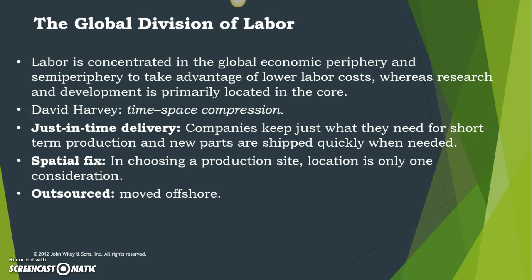And what this translates to when we're talking about the global division of labor is this idea of just-in-time delivery. Okay? What it means is that instead of a company needing to keep 600 widgets on hand for the next 600 versions of what it's making, if it knows that over the next week it's only going to make 200 of, I don't know, we'll say airplanes, right? Then it only needs to keep 200 widgets. And then by the end of those 2 weeks, another order for 200 widgets will have come in that will keep it for the next 2 weeks. Right? So literally companies are able to keep just what they need for short-term production, and then new parts are shipped quickly when needed.